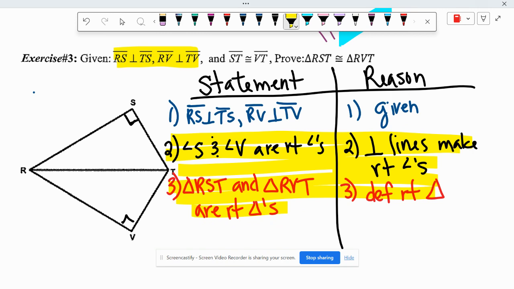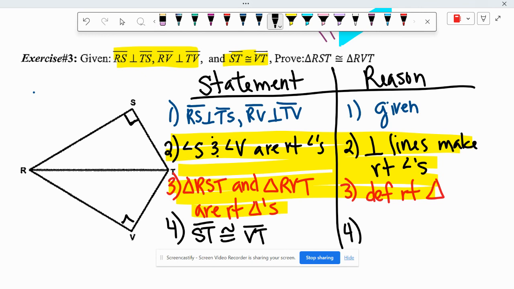Okay, so now I have right triangles, and I'm going to go to my next given statement, number 4, because I still haven't talked about that. So statement number 4, I'm going to say that segment ST is congruent to segment VT.